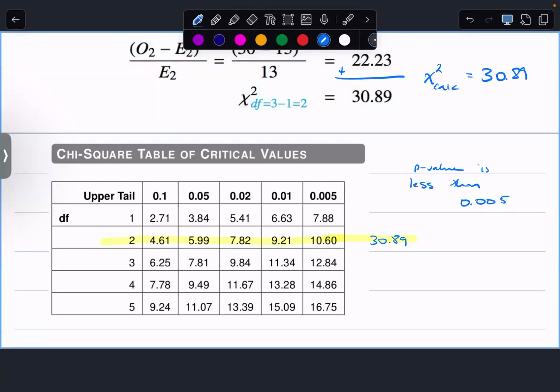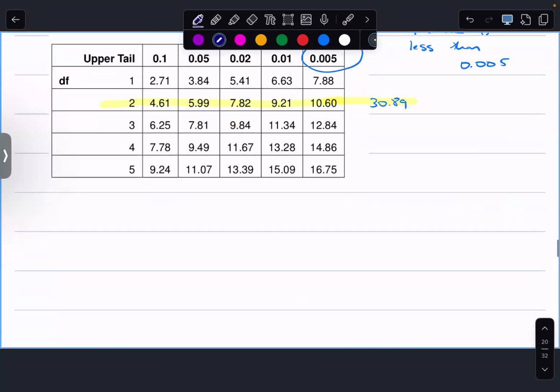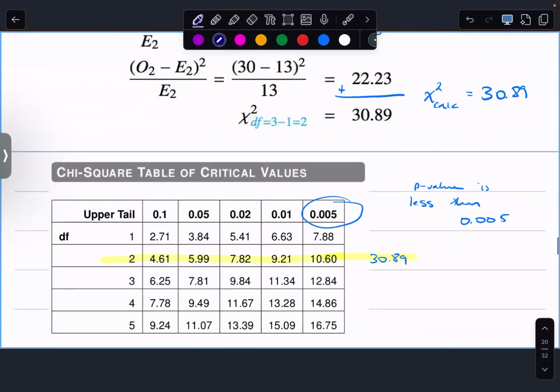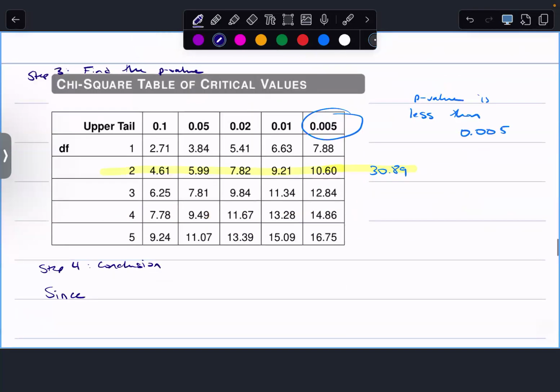So my conclusion then: my p-value is less than 0.005, which is very small, but we could have used the critical value approach and said, okay, let's assume an alpha level of 0.05. Well, for any chi-squared bigger than 5.99, I'm going to reject H naught, and 30.89 is bigger than 5.99. So step 4 is the conclusion. And this was step 3, I guess: find the p-value.